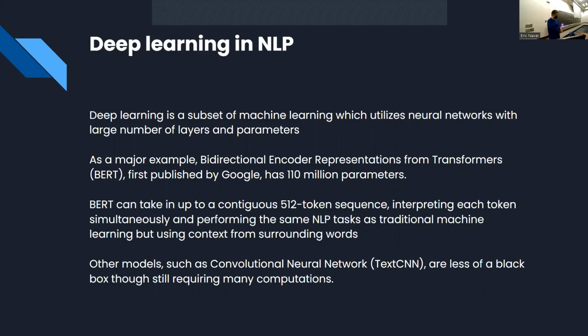So BERT is one of the major turning points in deep learning as it applies to NLP. It was published in 2018 by a group from Google, and it stands for Bidirectional Encoder Representations from Transformers. Don't worry about the terminology, but you can think of it as a very advanced neural network with many layers. In fact, it has about 110 million parameters across these layers.